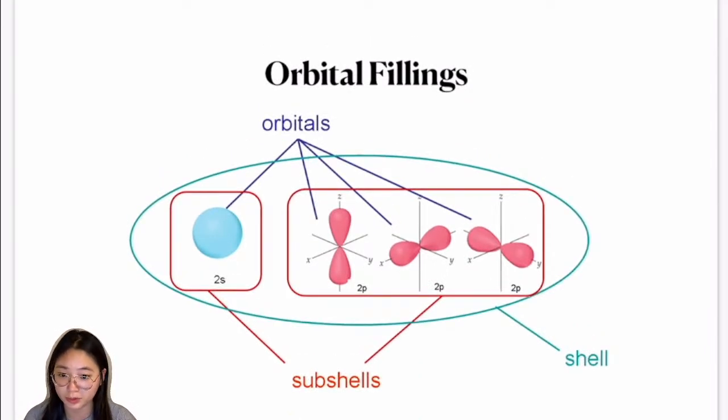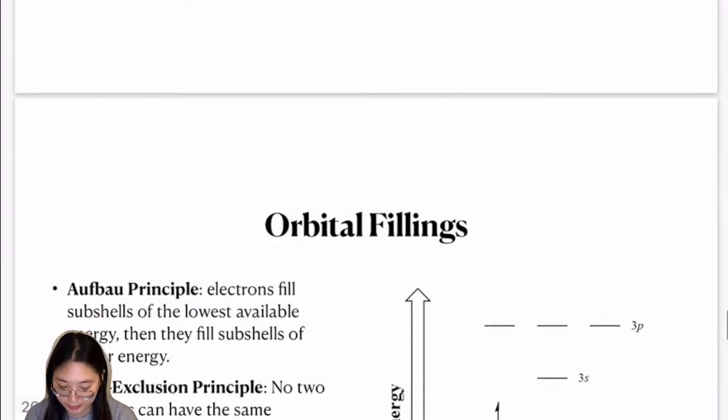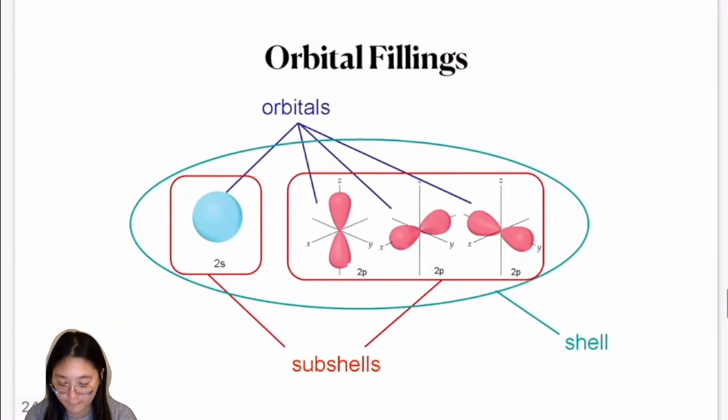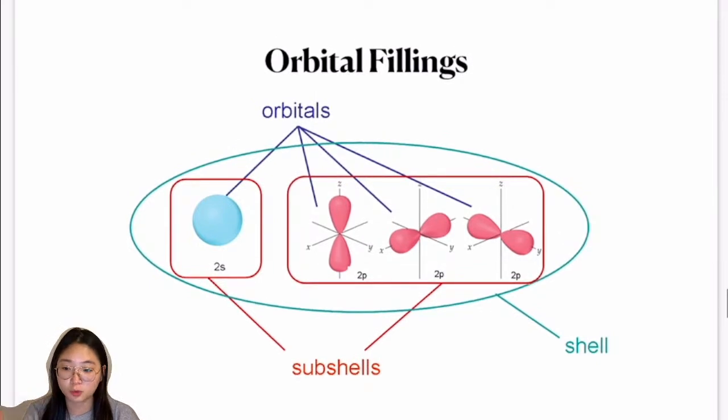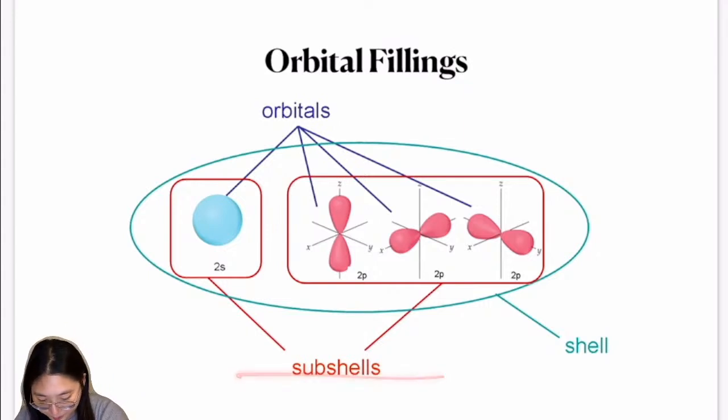Okay, and next is orbital fillings. This is really important because you need to understand what it means so that you can learn electron configuration. We just talked about the Bohr model and different energy levels. Think of each energy level as a floor in a building, and inside each floor there are also sub-levels or sub-floors. That's what we call subshells.